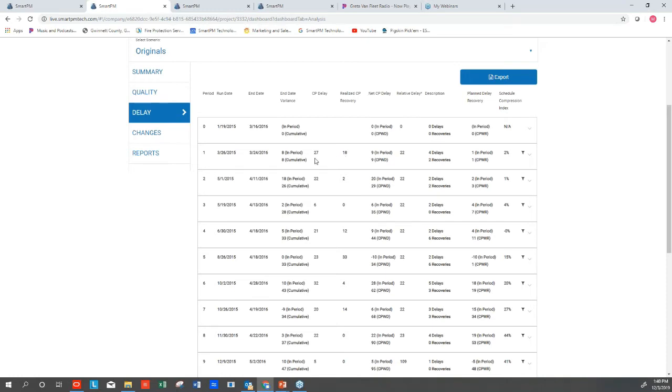But we're tracking not only what was the critical path delay, but was there any out of sequence work performed that recovered any of the delays that ensued historically? And how does that net out for the end date of the job? So in this particular period, we see that the end date moved out eight days. The baseline said it was going to get done on 3/16. The update said it was going to get done on 3/24. That's 8 days. We see that there was 27 days of delay and 18 days of recovery.